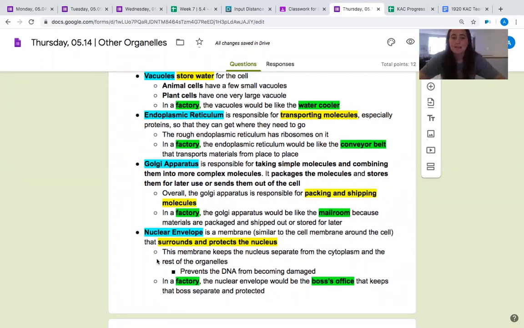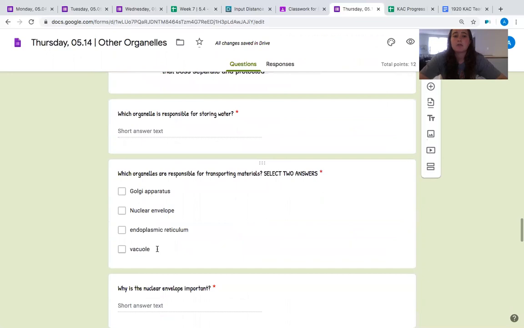All right, so the nucleus has basically its own mini cell membrane just around it because the nucleus is that important. Okay, a couple questions here. Which organelle is responsible for storing water? There's one up there. If you don't know, scroll back up, look at the notes. You can write one word, you could write a sentence. I don't care, write it down. Go, go, go.